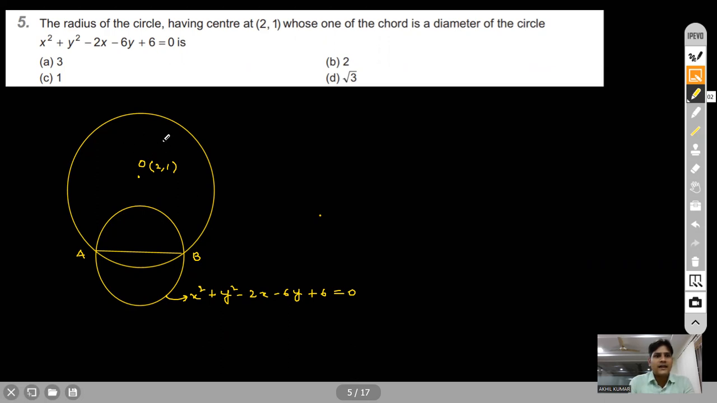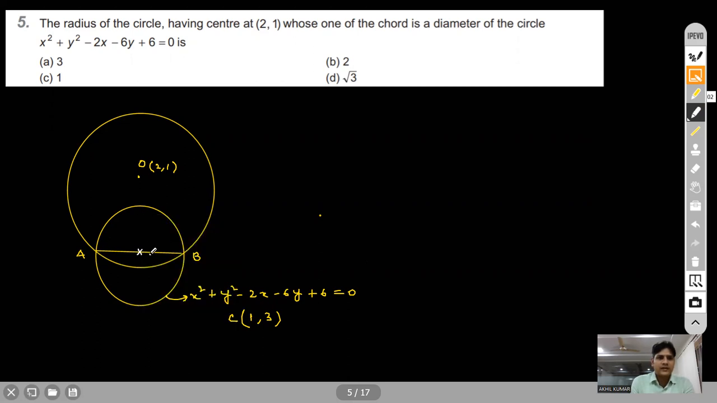Okay. So what we have to find? We have to find the radius of this bigger circle, whose center is 2,1, whose one chord is the diameter of the given circle. So this AB is the diameter of the given circle's equation, the smaller circle. So what is the center of this circle? The center of this circle will be 1, 3, and it will lie on AB itself. Okay.